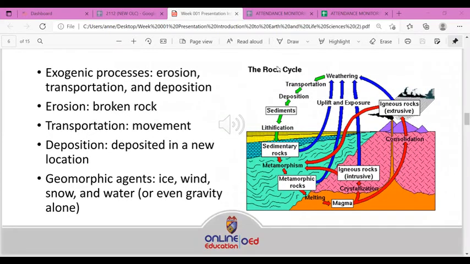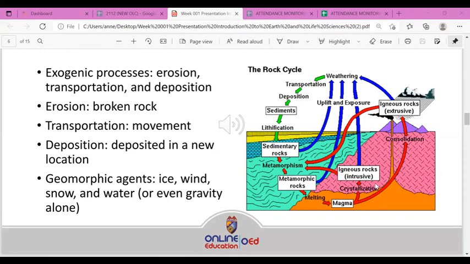As you can see here, like what was shown to you last week, there is uplift. If there is an uplift, the materials that are underneath are brought to the surface, until they are formed into another material.